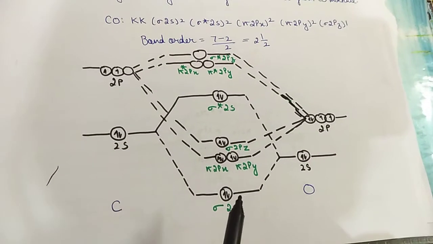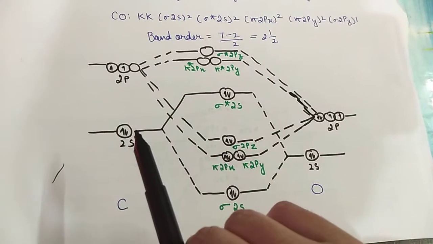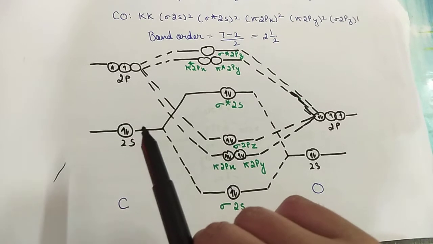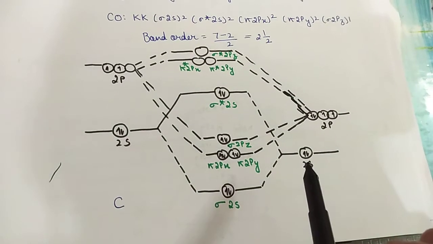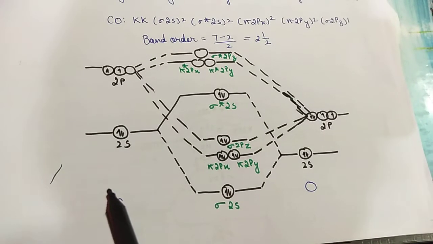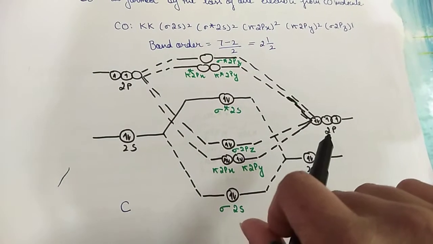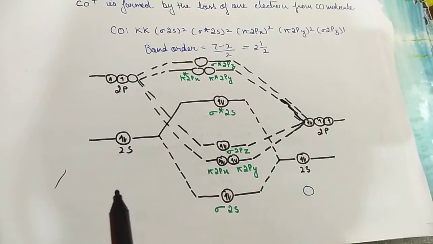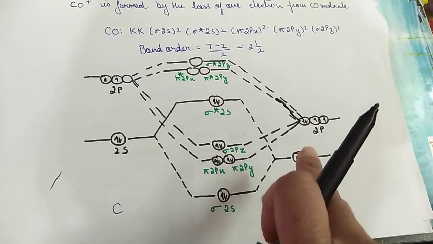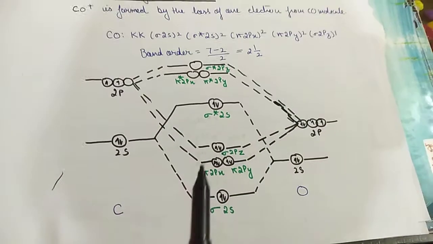Now sigma 2s2, this is 2s2 2p2, 1s2 2s2 2p2, that is the electronic configuration of carbon, and 1s2 2s2 2p4, that is the electronic configuration of oxygen. So 2s2 2p2 for carbon and 2s2 2p4 for oxygen. This we have done. I've told you the reason why oxygen is lying lower in energy.